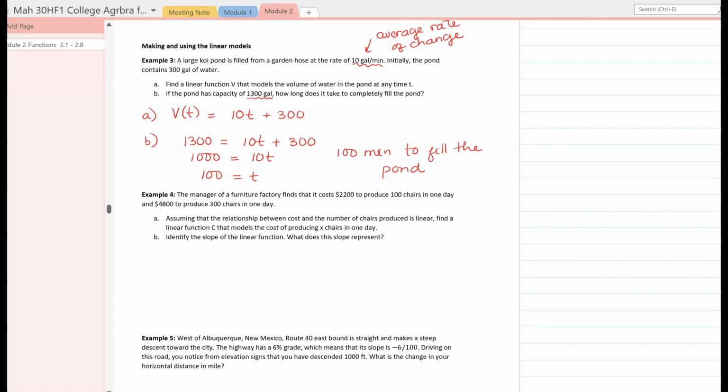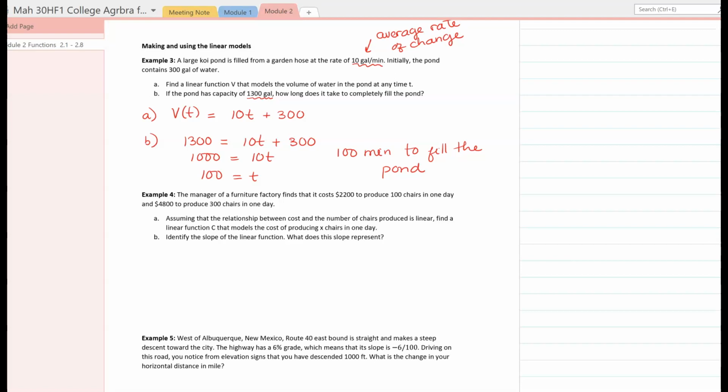The manager of a furniture factory found out it costs $1,200 to produce 100 chairs in one day, and $4,800 to produce 300 chairs in one day. Assuming that the relationship between the cost and the number of chairs produced is linear, find a function c that models the cost of producing x chairs in one day.